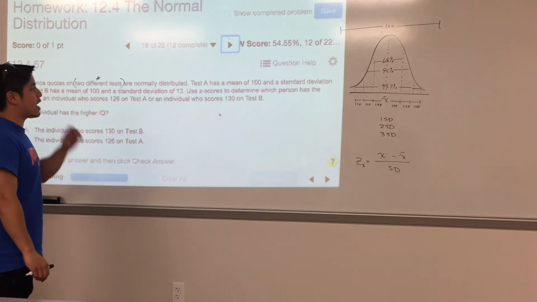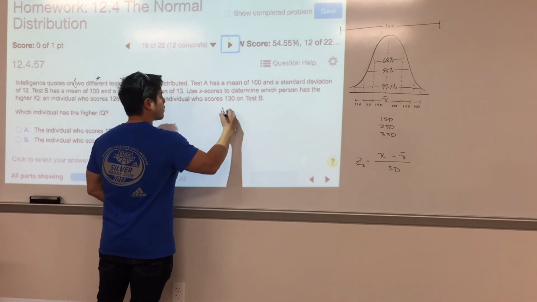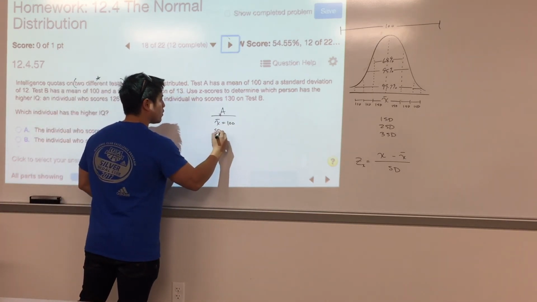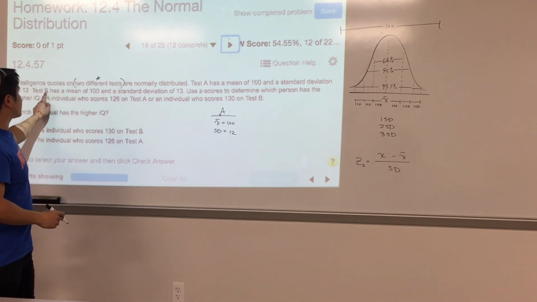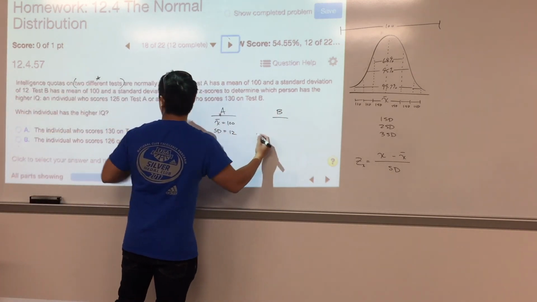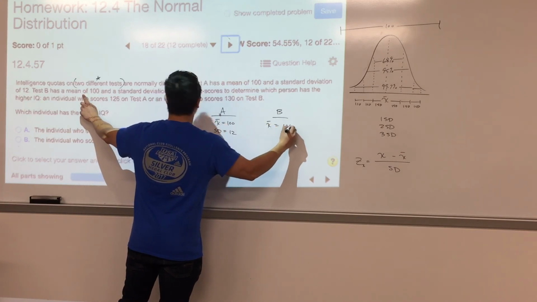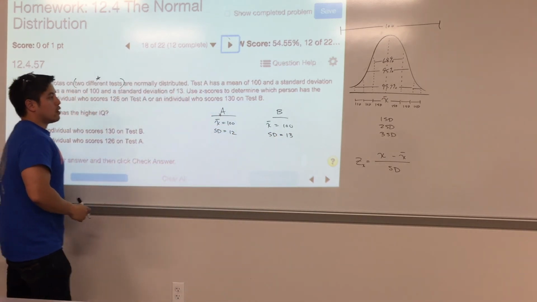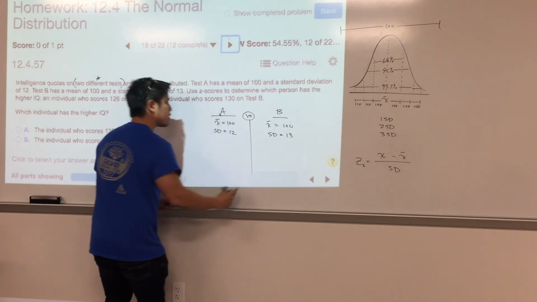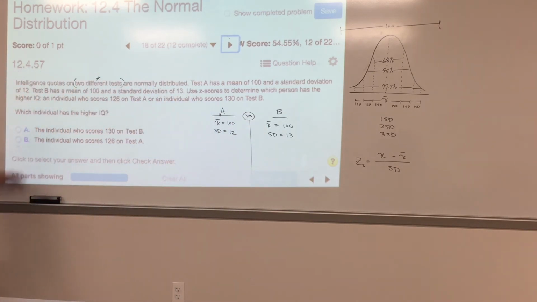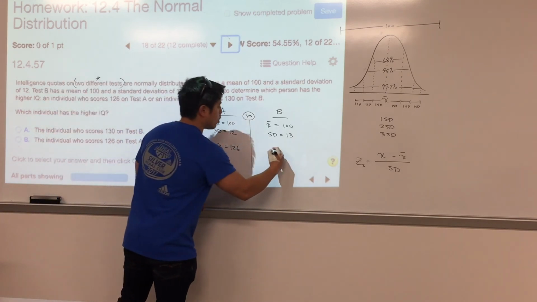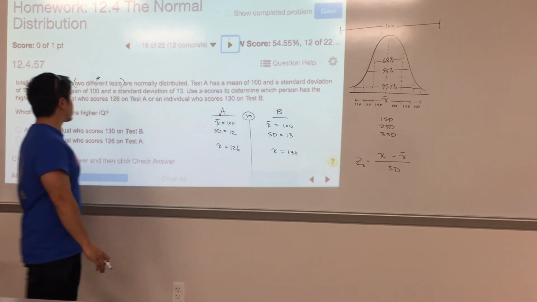All right. Test A has a mean of 100. You with me so far? And a standard deviation of 12. Test B has a mean of 100 and a standard deviation of 13. Use z-scores to determine which person has the higher IQ: an individual who scores 126 on test A, or an individual who scores 130 on test B.